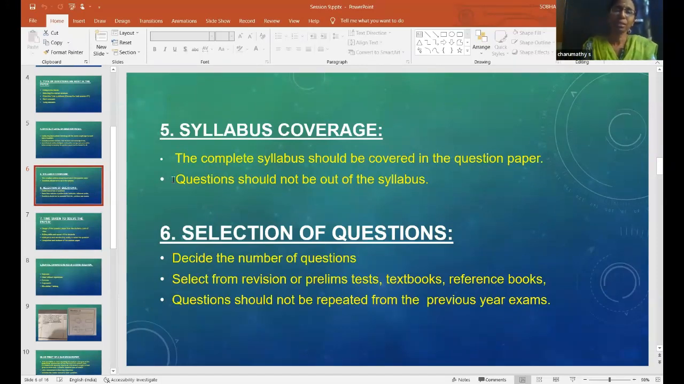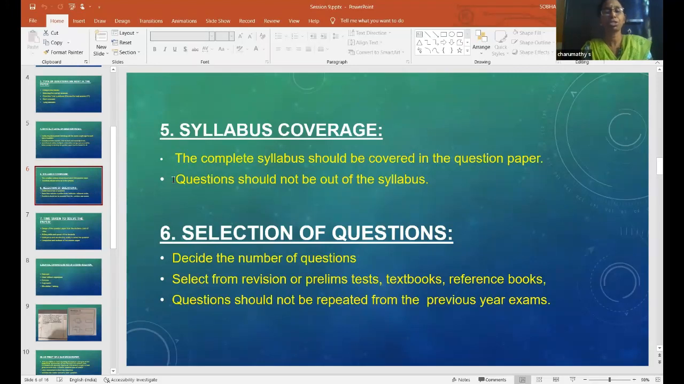Yes, ma'am. And ma'am has referred to the selection of questions. Decide the number of questions. I think I have already told you about that. Please decide how many questions you are going to give. It should not exceed the number by more than 5 or be less by more than 5. That should definitely not happen.